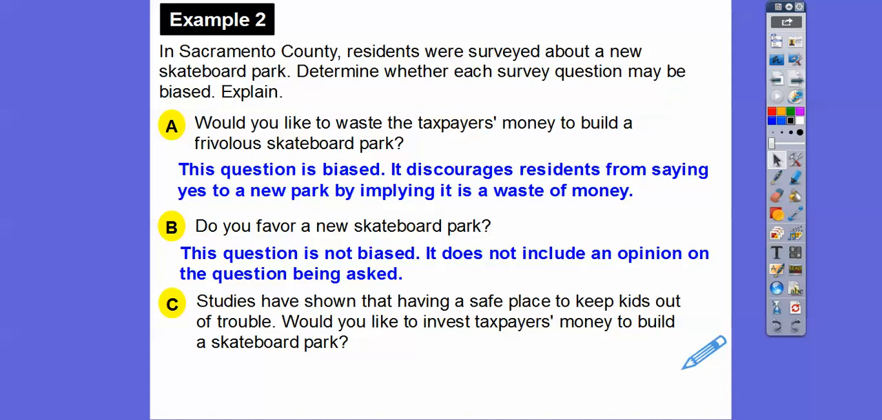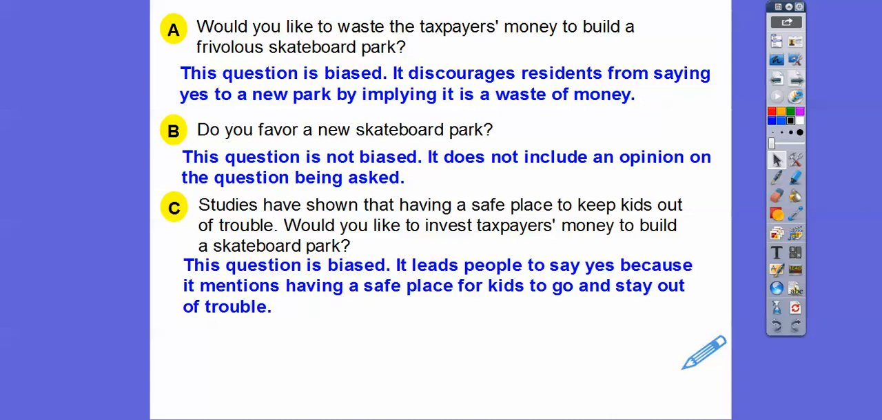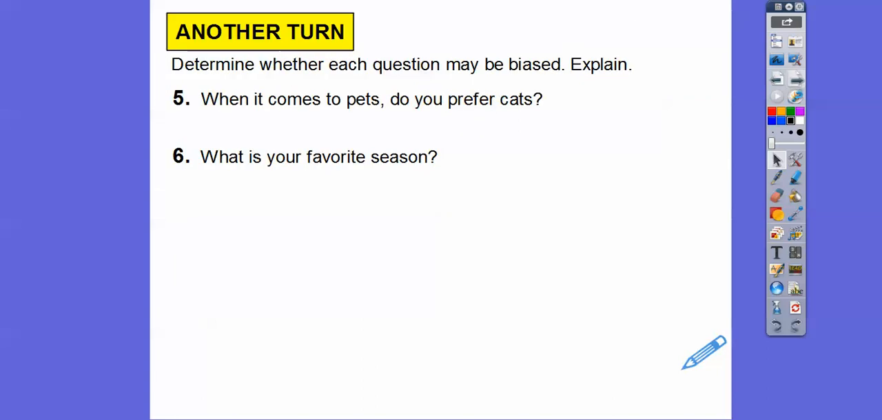All right, let's move on to question C. Studies have shown that having a safe place to keep kids out of trouble is important. So would you like to invest taxpayer money to build a skateboard park? That sounds safe, but it's not, you guys. That's a biased question because it's leading people to say yes because it mentions having a safe place for kids. So there has to be no influence in the question to make it not biased.